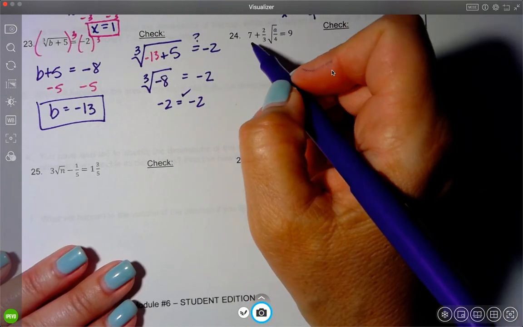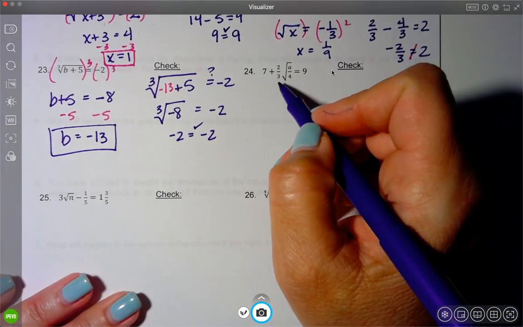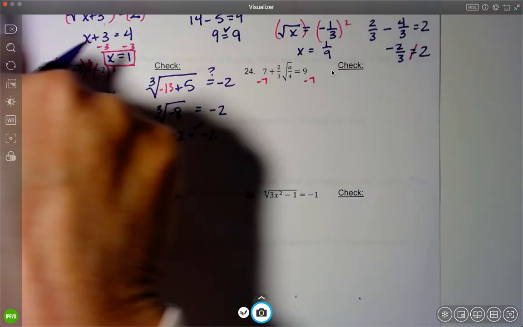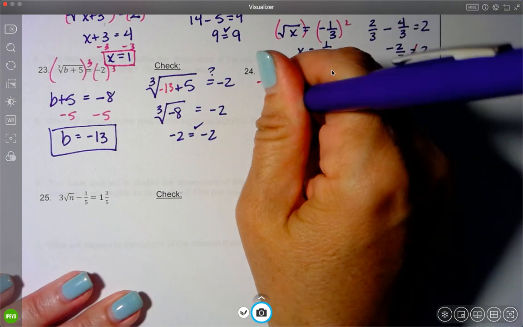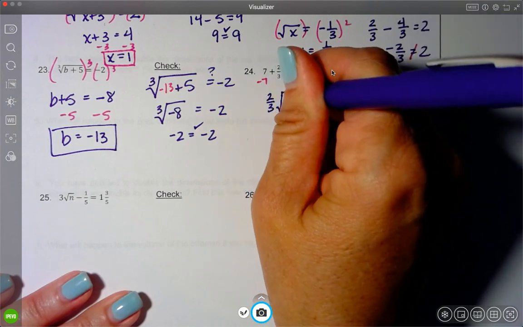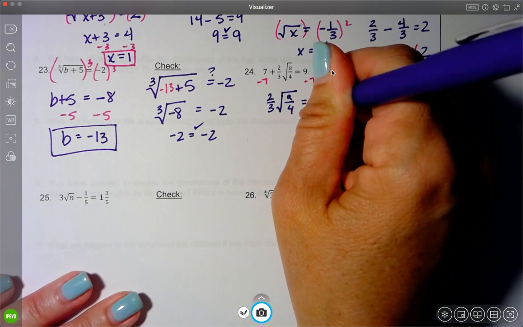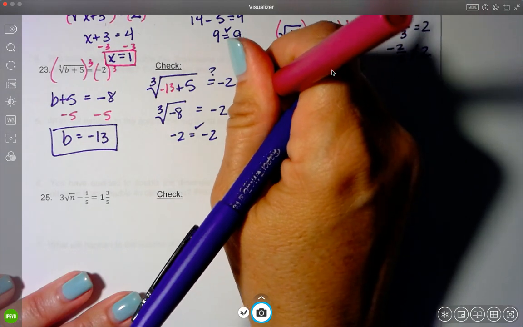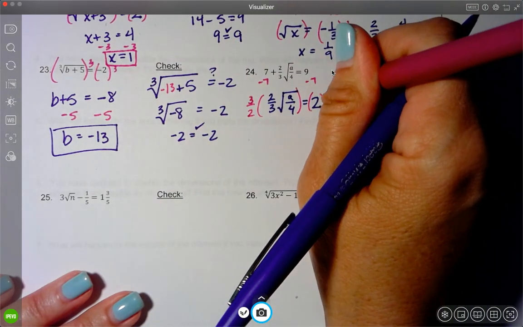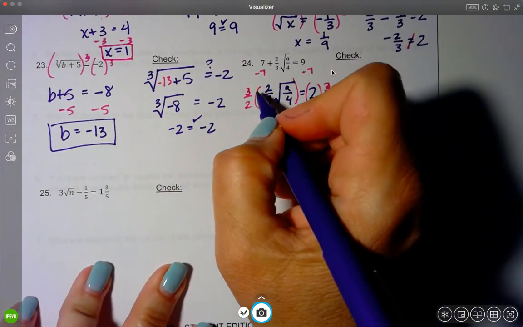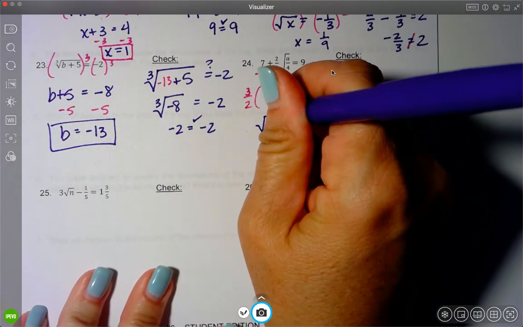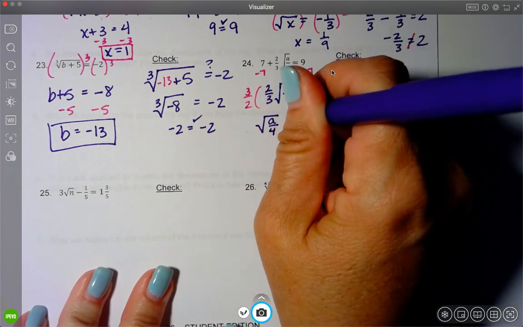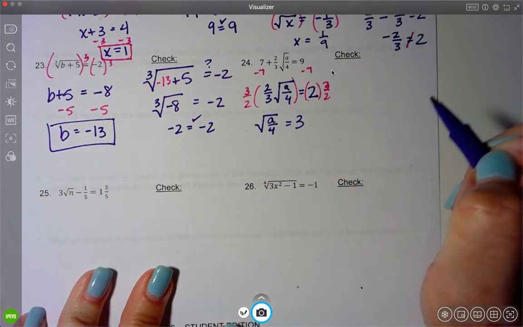Okay, number 24. I want to go ahead and get the radical by itself first. I'm going to subtract 7 from both sides. So I have 2/3 square root of a over 4 equals 2. Multiply both sides by the reciprocal, the multiplicative inverse, so I can get rid of that fraction. So these cancel out, and I have square root of a over 4 equals 3, right? Because these cancel out. And then I want to square both sides.